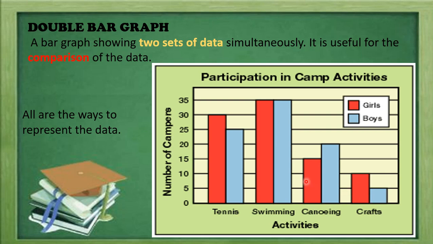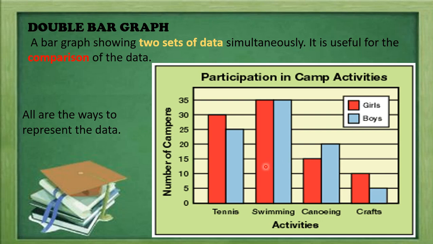Here also we can compare how many girls and boys are participating in a particular activity, or in which activity the number of boys is very less. As the blue rectangles show the boys and the red rectangles show the girls, observe the blue rectangles here. The craft has the least height among all the bars of boys. So we can say the activity in which the least number of boys participate is craft.